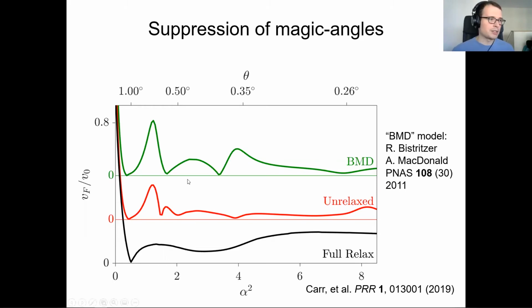However, when you include relaxations, that doesn't occur. This variable here is the Fermi velocity. It's basically the slope at the Dirac cone. And you can see that that Fermi velocity is going to 0 multiple times in both the original model from Alan MacDonald's group, as well as our unrelaxed model. When you include the relaxations, those touching points are prevented.